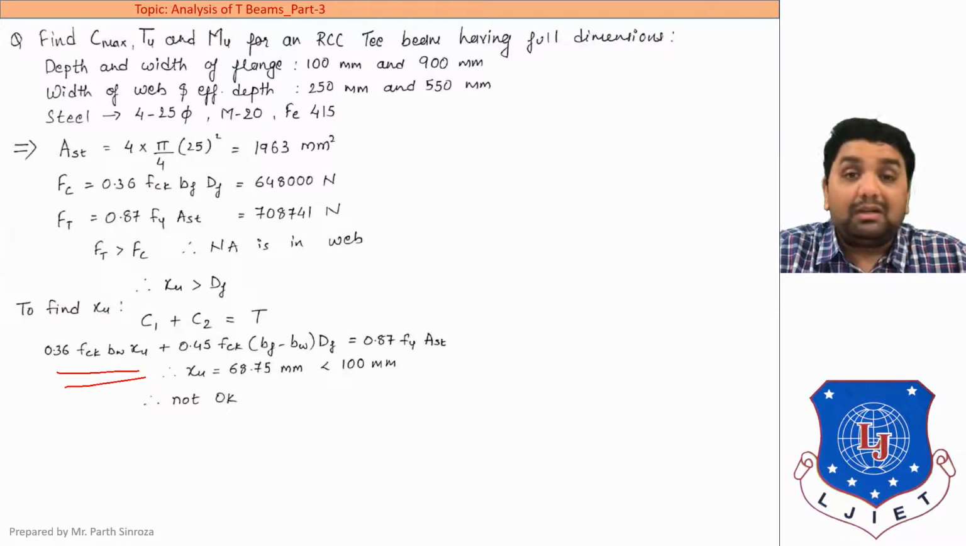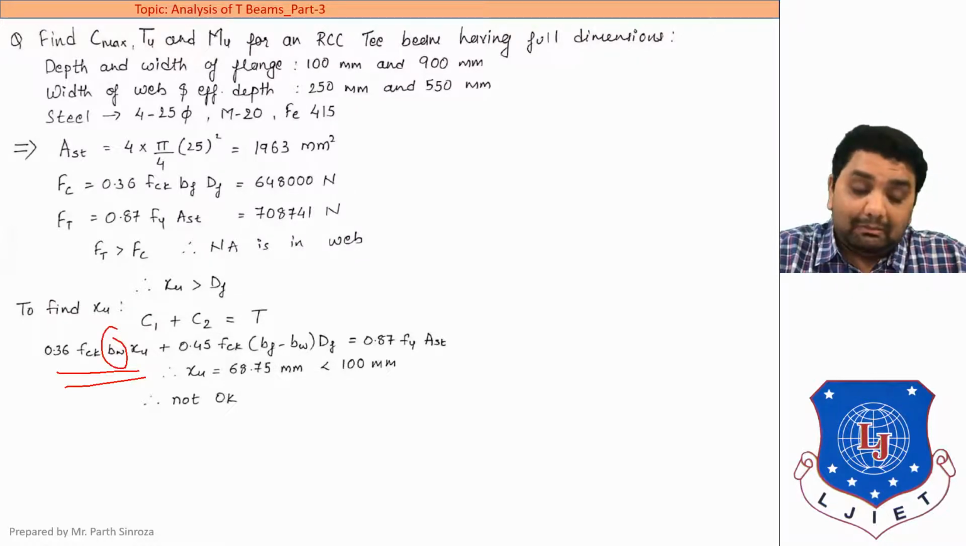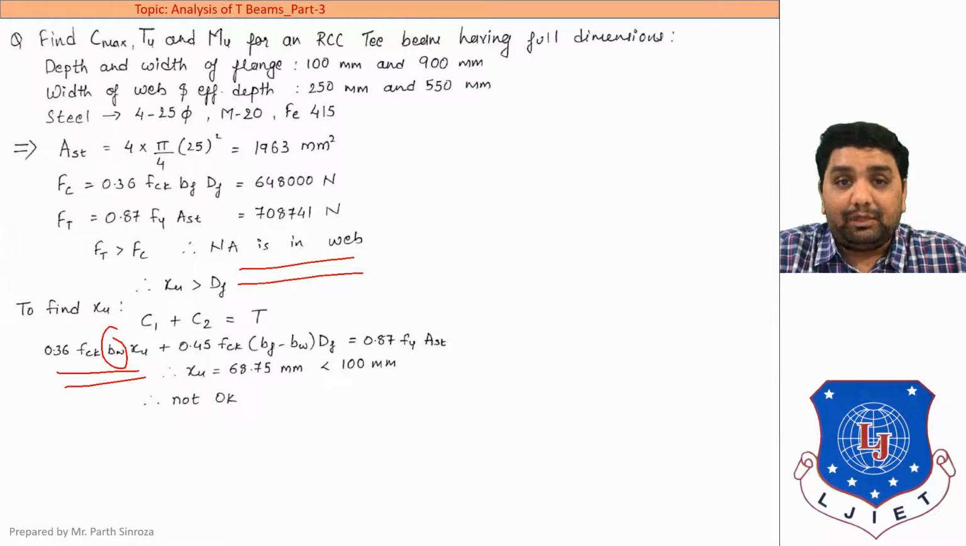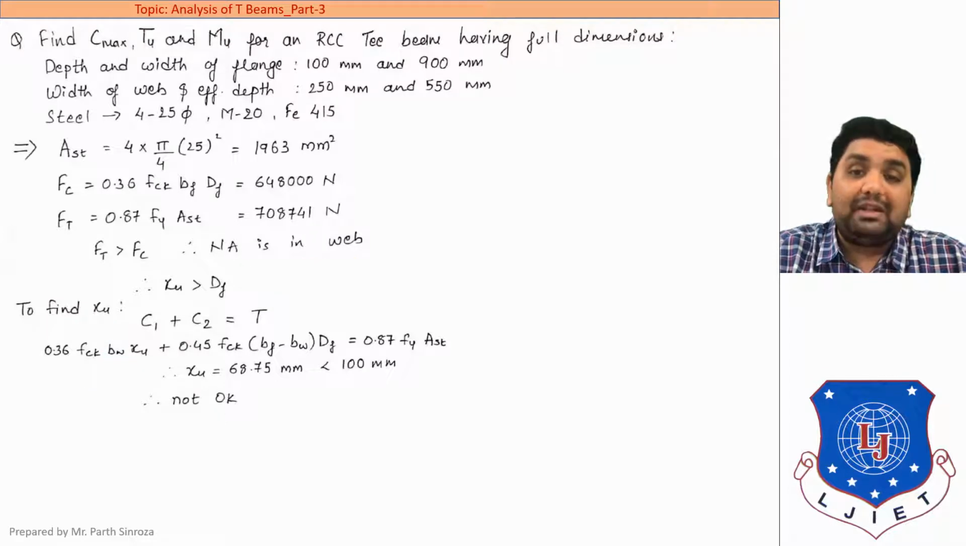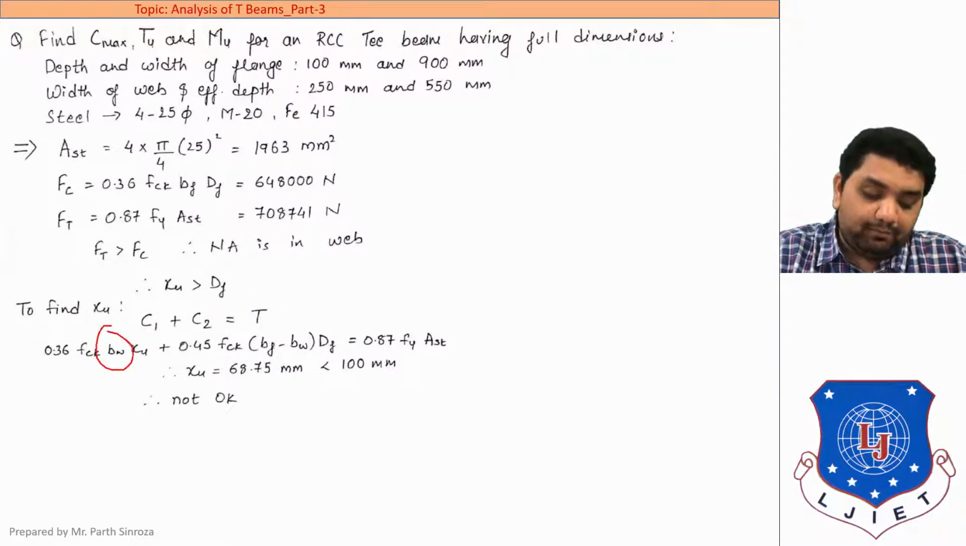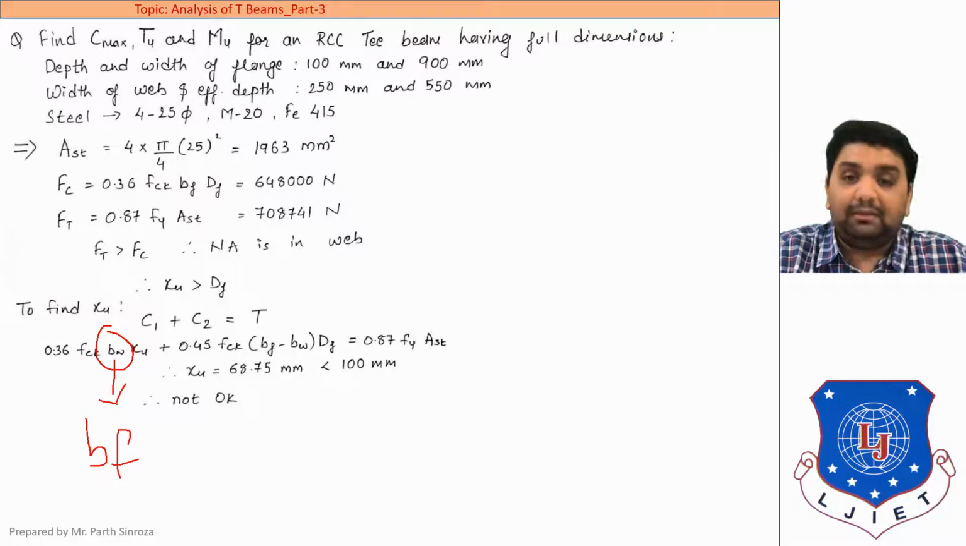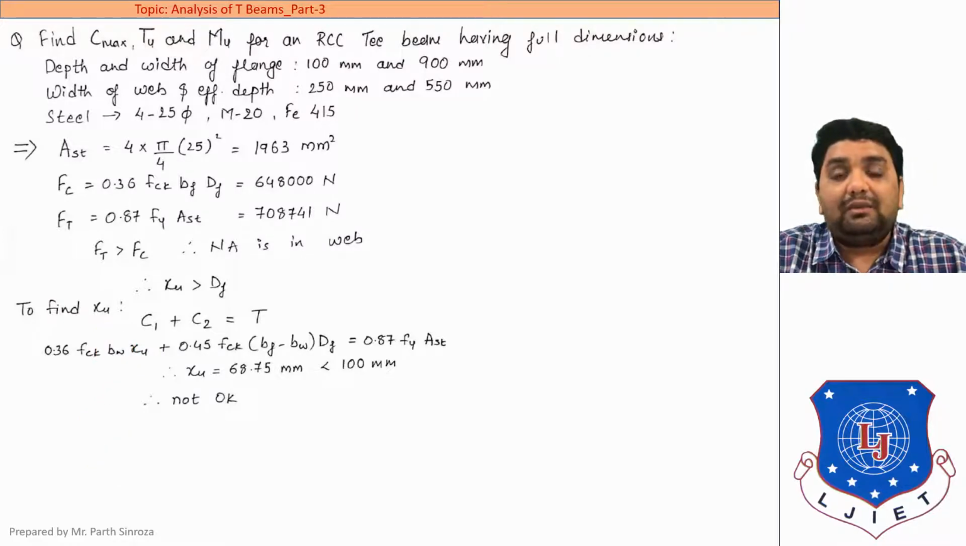C1 being the compression force of the singly reinforced section, the equation will be 0.36 FCK BW XU. Now the question arises when to substitute BF and when to substitute BW in this case. So keep in mind, it all depends upon the neutral axis. If the neutral axis is in flange, then this term will be substituted by BF. So it is basically B, that is width. It represents the location of the neutral axis. If the neutral axis is in flange, we will substitute it to be BF. If the neutral axis is in web, as we can see here, we will substitute it by BW.